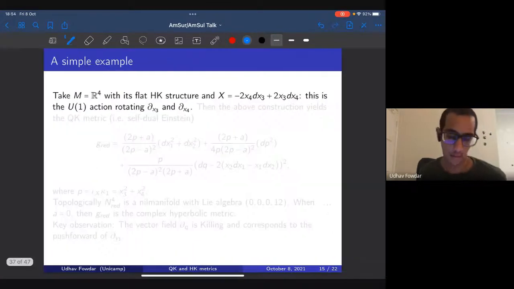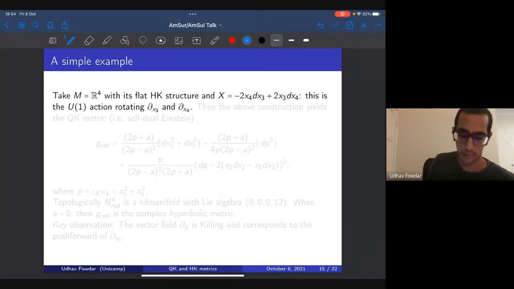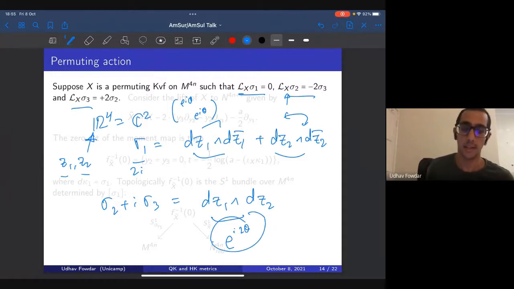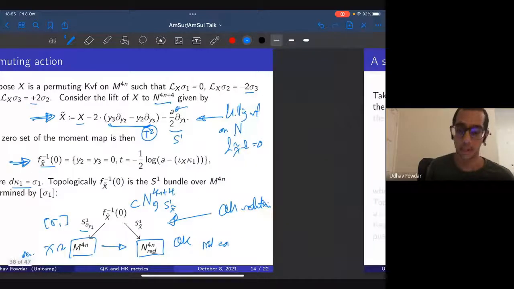Okay, so here's an example of this. You start with R4, again, with flat space. Now I'll take my permitting Killing vector field to be rotation on x3 and x4. So I think of R4 here as being two copies of R2, coordinates x1, x2, x3, x4, and I'm just rotating by U1 here. So this preserves, if you look at this here, this clearly is acting trivially on this bit here, it's rotating this thing, but this is invariant. So again, over here, I'll get a multiplication by a factor e to the i theta. Okay, so this is again a permitting action.